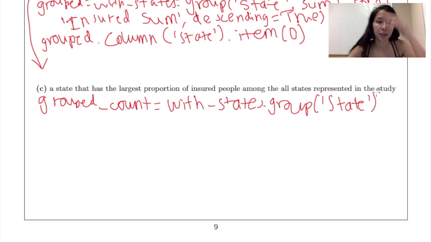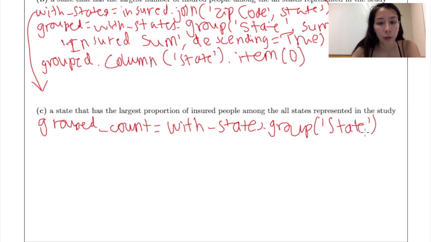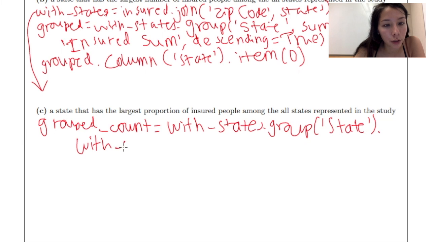So we want to have just the count of people. Okay, so what we just did is we grouped the table by the state, and that's going to group everything by the count, but we also want to be using the sum from the previous question, because we want to be dividing the sum by the count. So we want to add the column insured sum from our previous table.